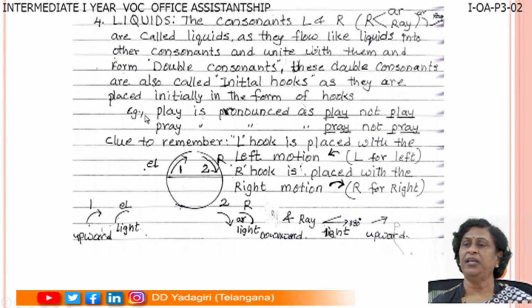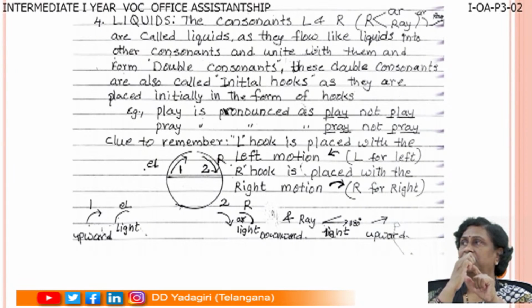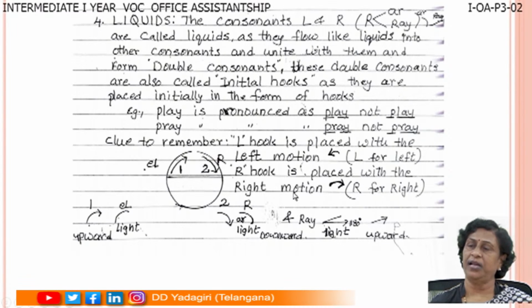And as we are writing them in the form of hooks, with the left hand, if I make a hook like this, it is L hook. With the right hand, if I make it like this, it is R hook. Since they are placed initially, we also call them initial hooks. The clue to remember is that L hook is placed with the left motion. In this diagram, the arrow mark is going towards the left, so this is left motion. And R hook is placed with the right motion, moving towards the right-hand side. Moving toward the left is L hook, left motion, and moving towards the right is R hook, right motion.